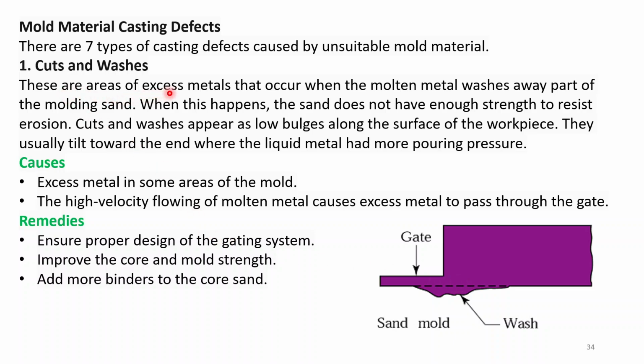So these are areas of excess metal which occur when the molten metal washes away part of the molding sand. When this happens, the sand does not have enough strength to resist erosion, and cuts and washes appear as low bulges along the surface of the workpiece, and they usually tilt towards the end where the liquid metal had more pouring pressure. It causes excess metal in some areas of the mold, and the high velocity flowing of molten metal causes excess metal to pass through the gate.